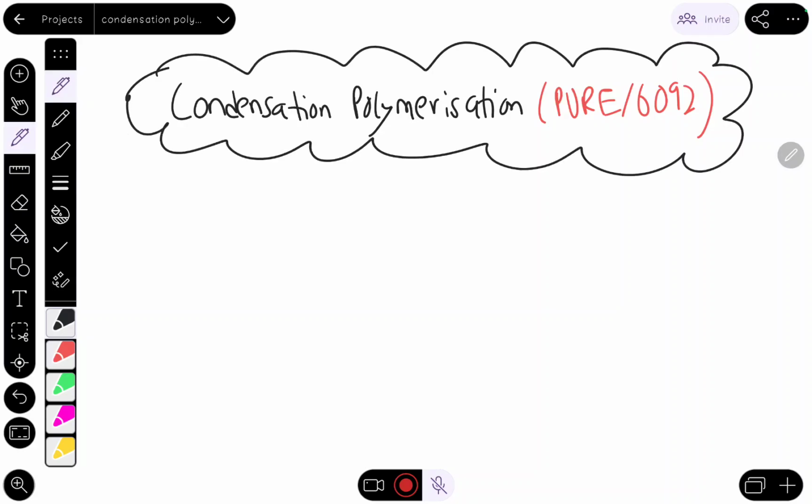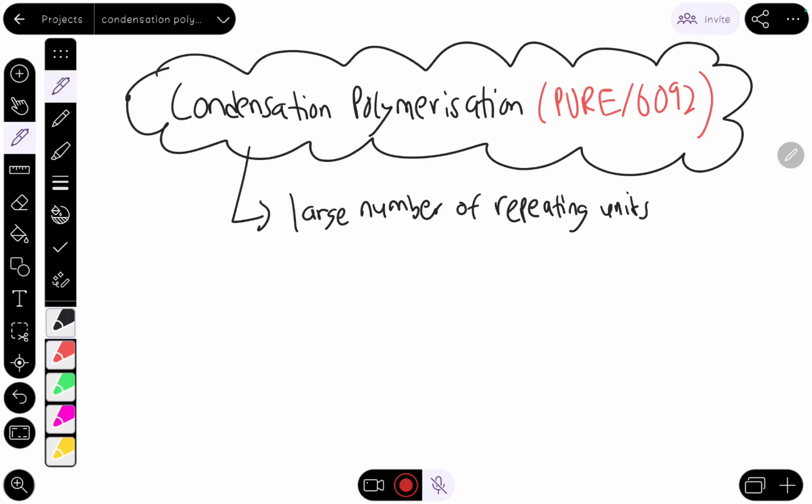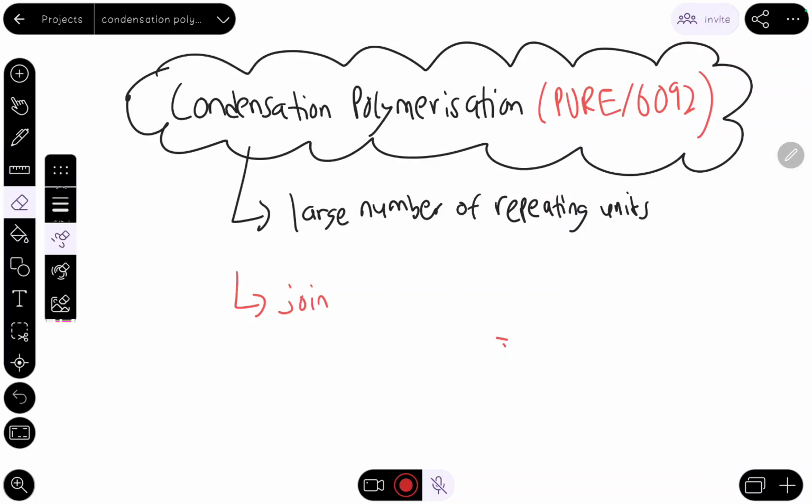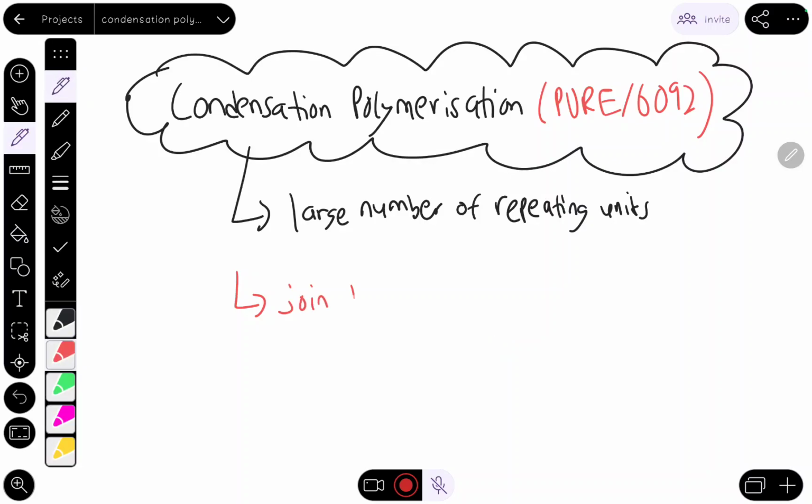Condensation polymerization is basically the process where a large number of repeating units join together with elimination of small molecules. I'm going to explain in detail later and go into the nitty-gritty details. So this is basically it. I'm going to explain the first sentence one by one.